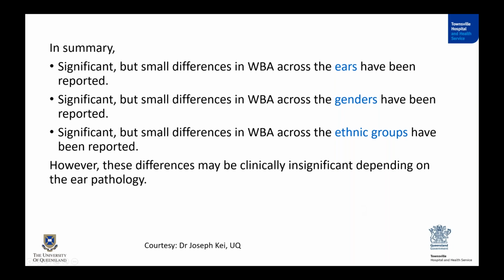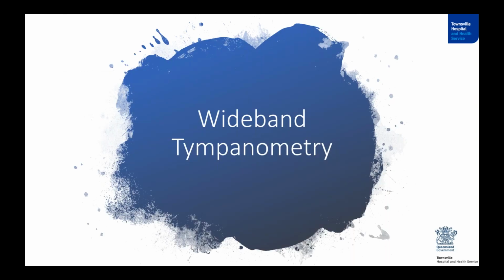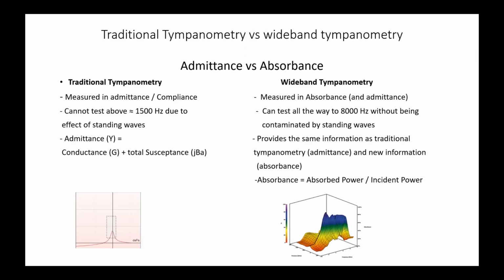So this is about the wideband absorbance. Let's go to wideband tympanometry. In traditional tympanometry, you measure the admittance or compliance, and we test up to about 1000 hertz, and you can get a Y tympanogram, or even B and G tympanograms. With wideband tympanometry, it's measured in terms of absorbance. So you measure the wideband absorbance across different pressure points. I'll go into more detail in the coming slides, but I'm just comparing it with traditional tympanometry. It provides all the information that you can get from the 226 hertz, 1000 hertz, 680 hertz or 660 hertz tympanogram, and it also gives additional information.